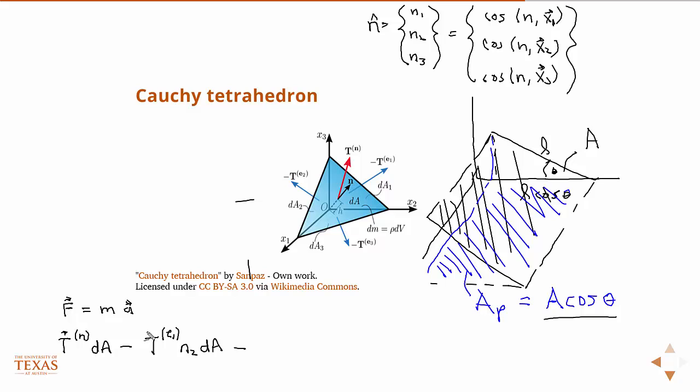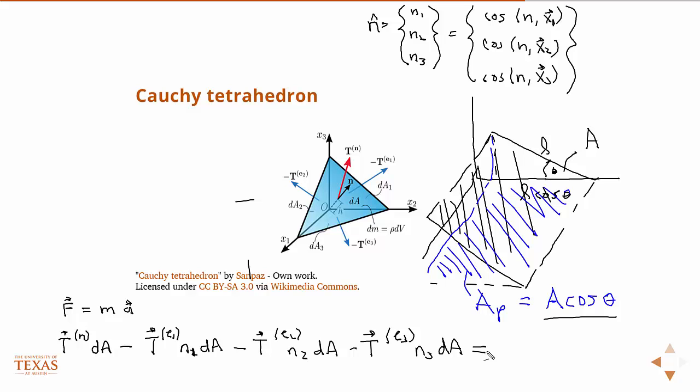And then likewise, I have TE2, I'm sorry, this is N1, N2 dA minus TE3 N3 dA. All right, so that's the total forces, right? So that accounts for all these vectors. Tn times this area, TE3 times the area of the bottom, TE2 times the area of this backside, TE1 times this area.